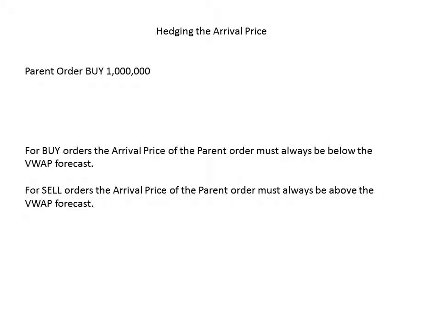Hedging the arrival price. In this example, the parent order is to buy 1 million shares over the course of the trading day. The two concepts that we want to focus on is that for buy orders, the arrival price of the parent order must always be below the VWAP forecast. And for sell orders, the arrival price of the parent order must always be above the VWAP forecast. The following example hopefully will solidify our understanding of these two concepts.